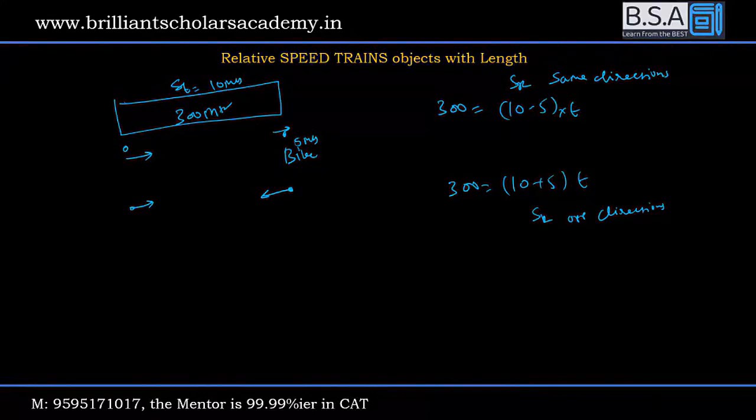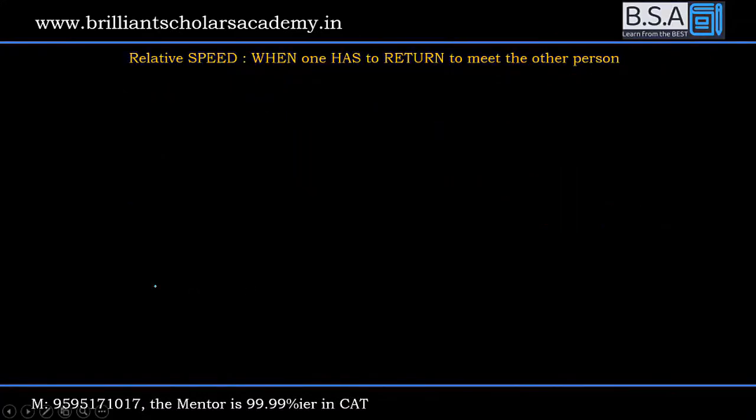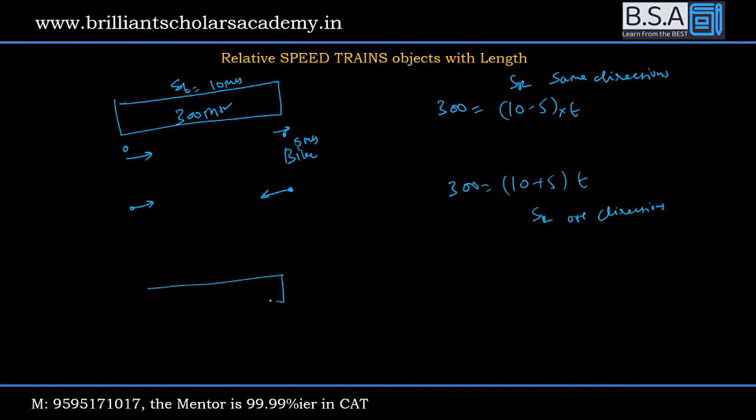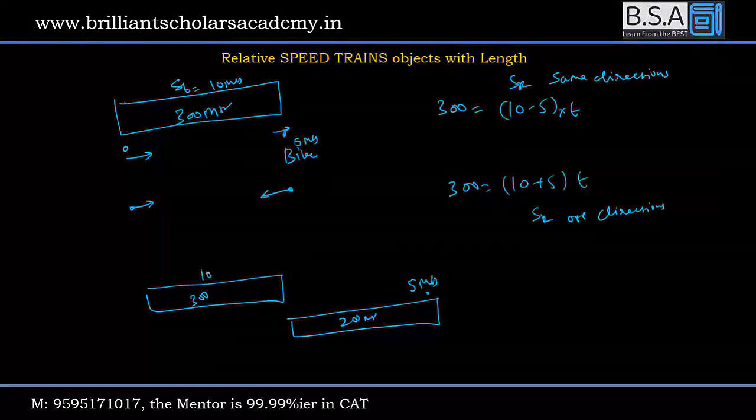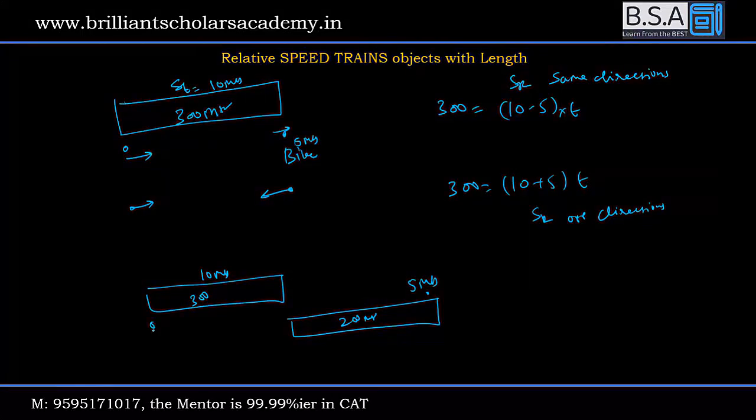What if there was another train? You are saying one train is trying to cross another train or overtake another train. 300 meters, 200 meters, speed 5 meters per second, speed 10 meters per second. If they are going to cross each other, I'll say 500 meters with a total speed of 15.